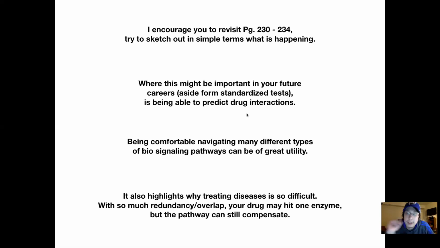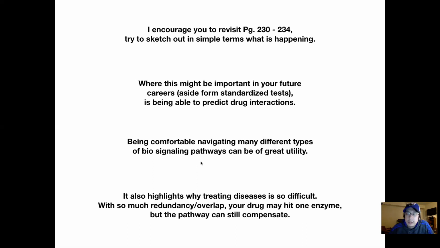Let's say you target one part of the pathway. The issue is, even if you target one part of the pathway, it can find other ways to get around that, right? Because signaling cascades are so complicated. I'm trying to give all of you here in this point some comfortability in navigating a signaling pathway in general.